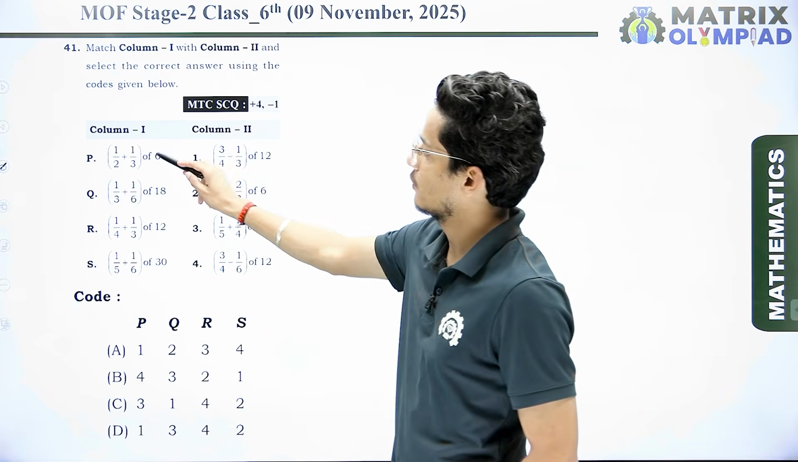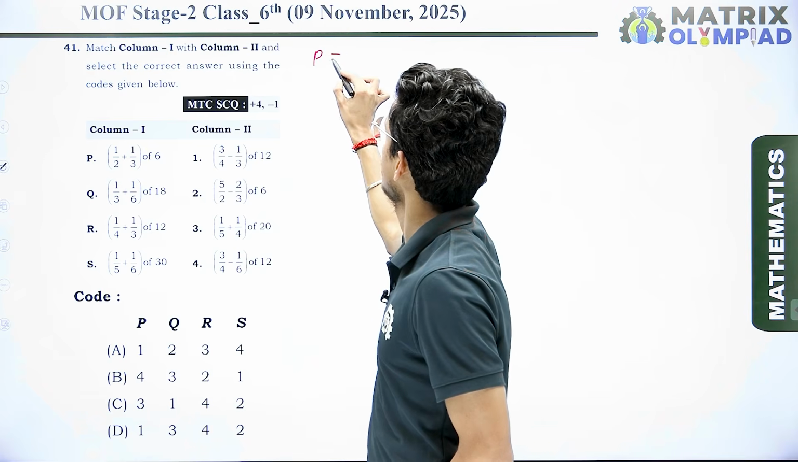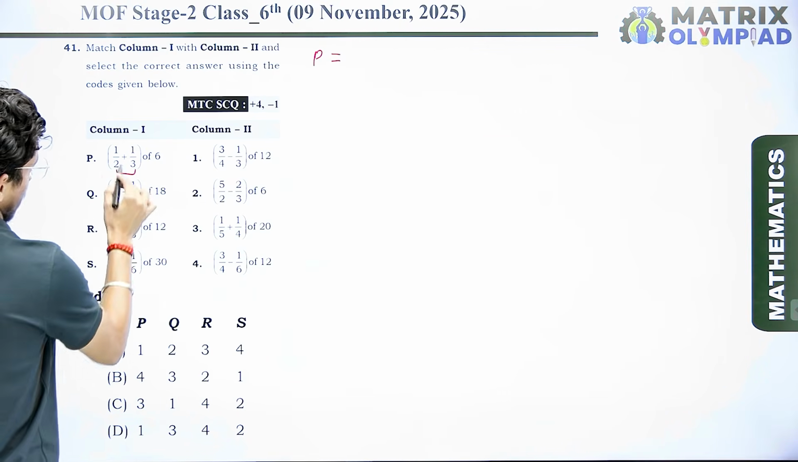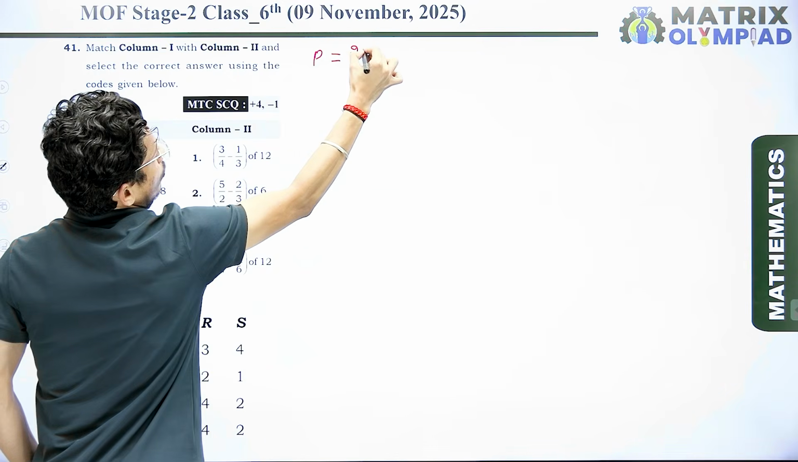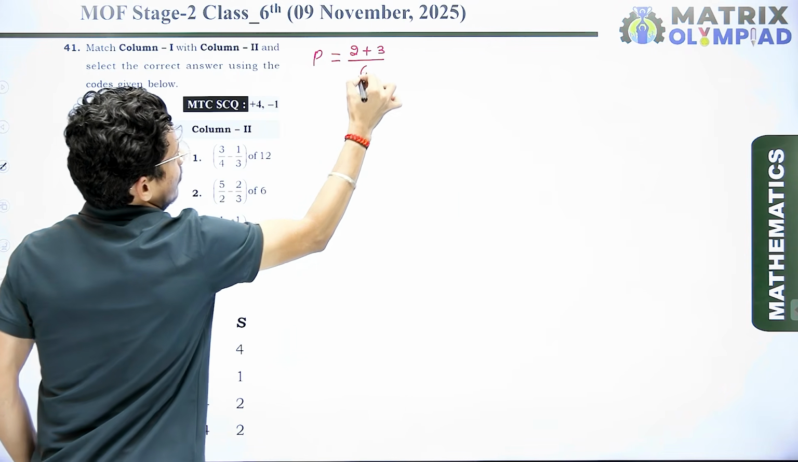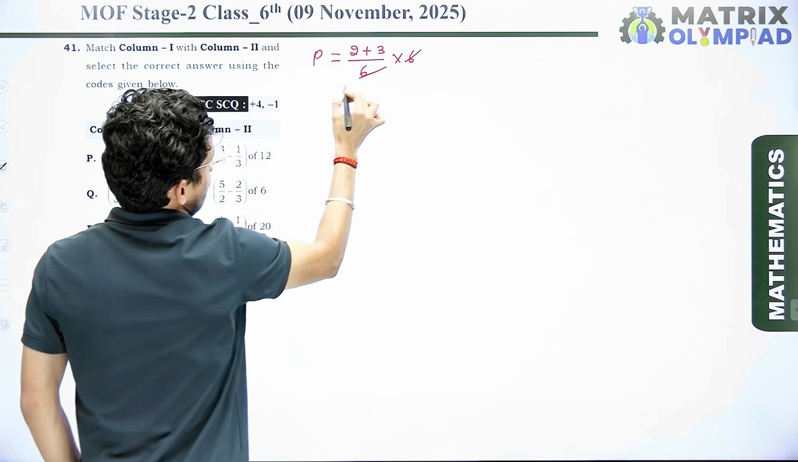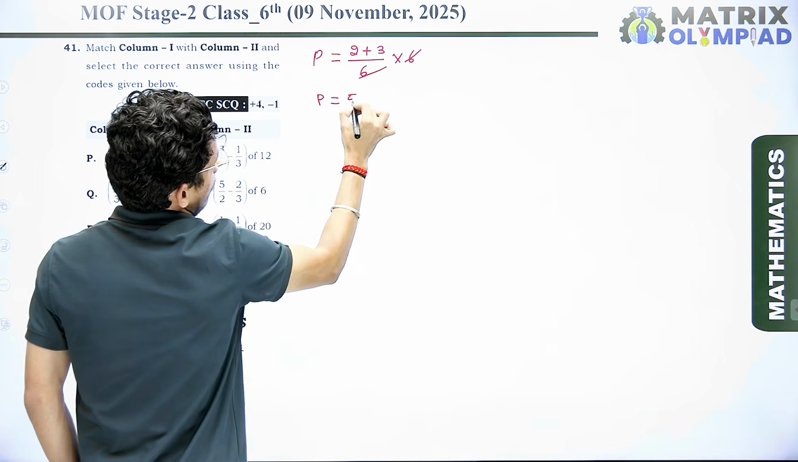So first we have to solve P. So I can write P is equal to, when we take the LCM of 2 and 3, which we get 6, so I can write here 2 plus 3 upon 6. The mean of each multiply, so I can write here by 6. So 6 and 6 cancel out. The value of P here we get is 5.